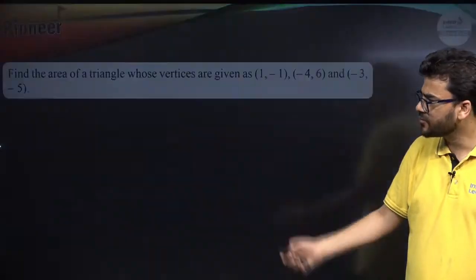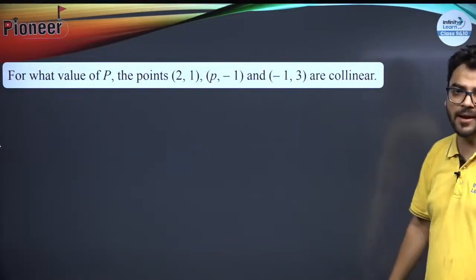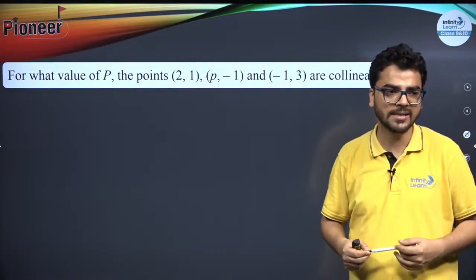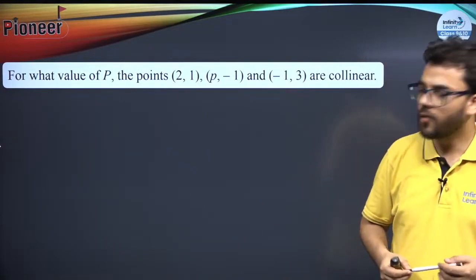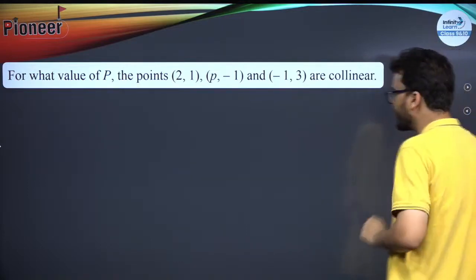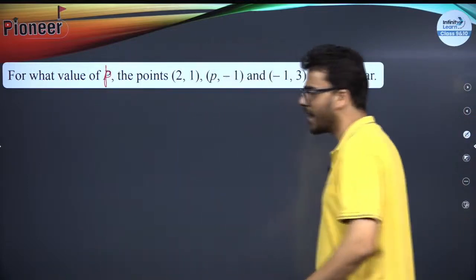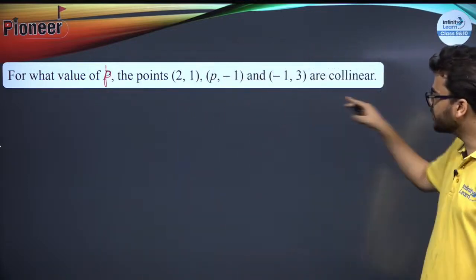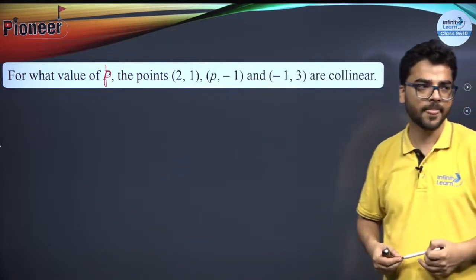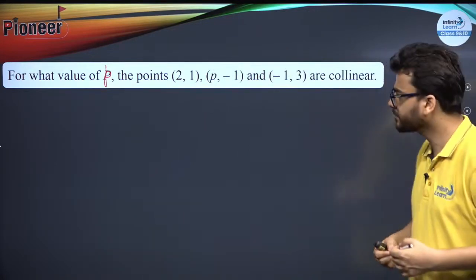Okay, so you can see, try doing this one. For what value of P these points are collinear? Can you try doing this question and let me know the answer in the chat? For what value of P, and that is basically small p, it is not capital P, small p, right? You have to find the value of P for which these points are collinear. Try doing this one, let me know the answer in the chat, guys.